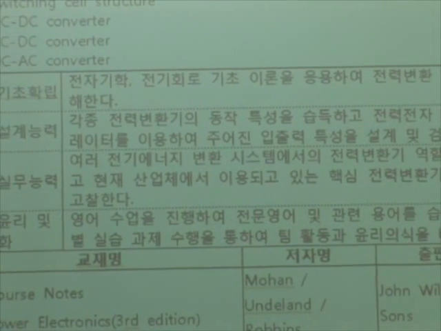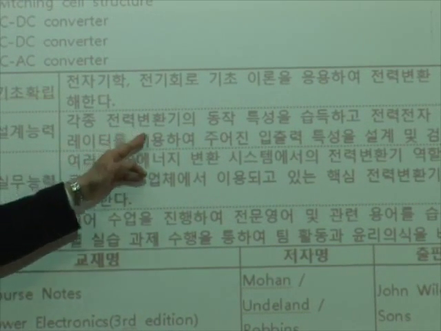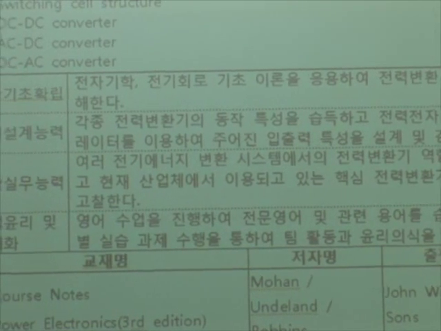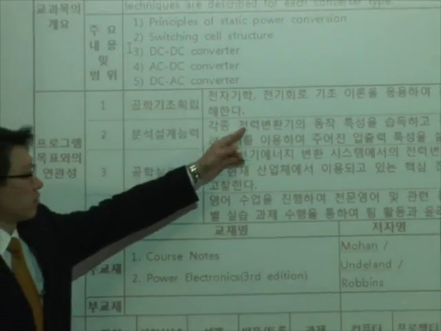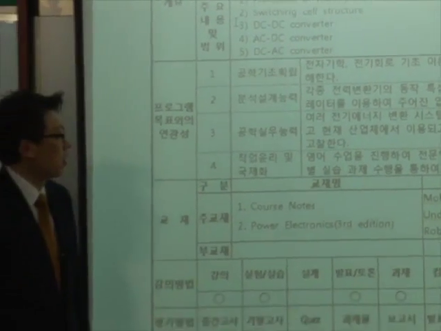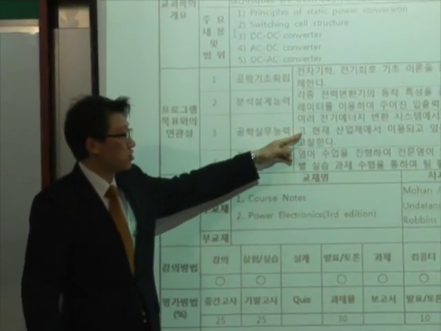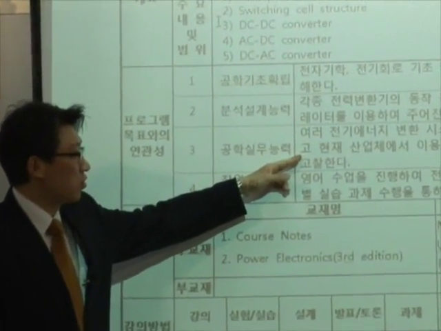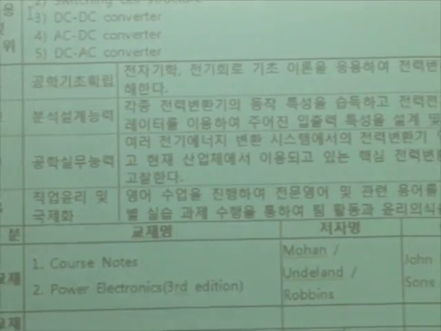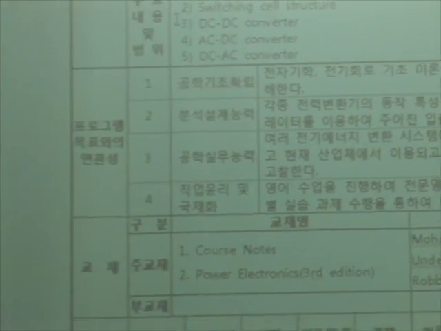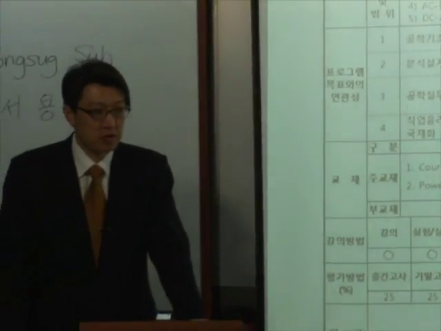So that as you can see, this 전력 변환기 power converters is good that you have to understand and know about the power converters, okay? And the third one is about the application. 여러 전기에너지 변환 시스템에서의 전력 변환기 역할을 이해하고 현재 산업체에서 이용되고 있는 핵심 전력 변환기의 종류를 고찰한다. So I'm gonna give you some examples of how the power converters are applied.